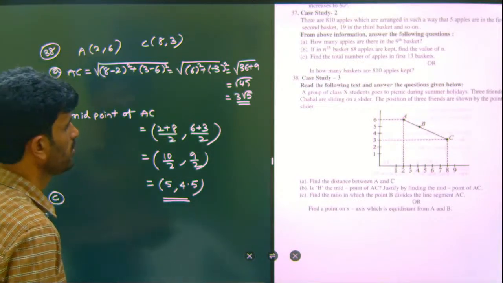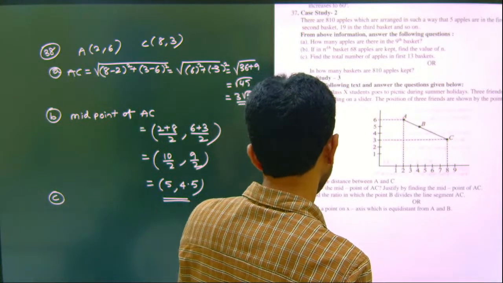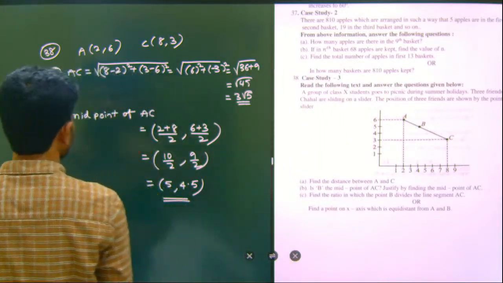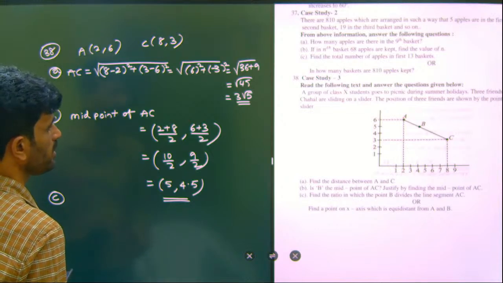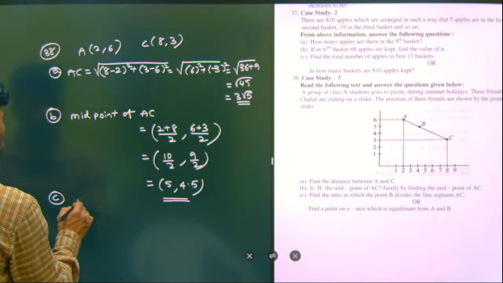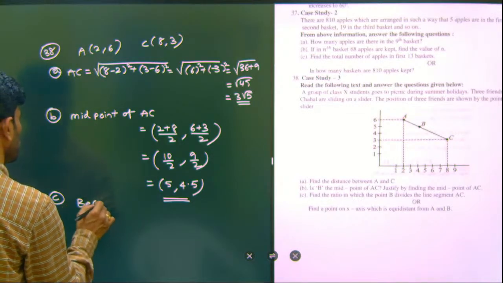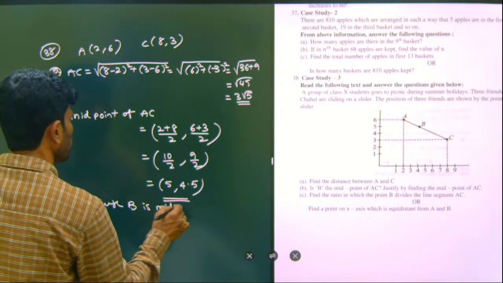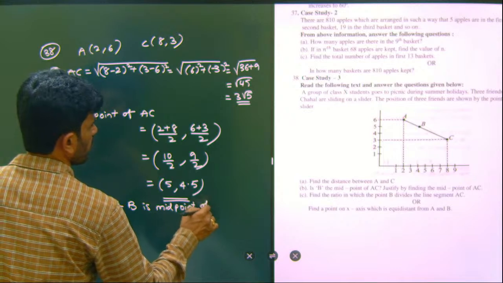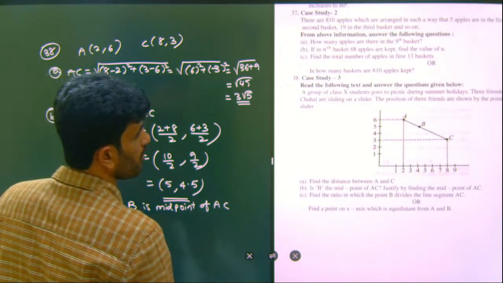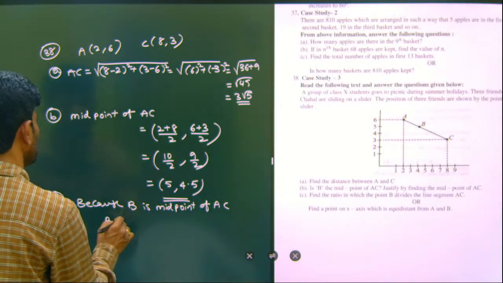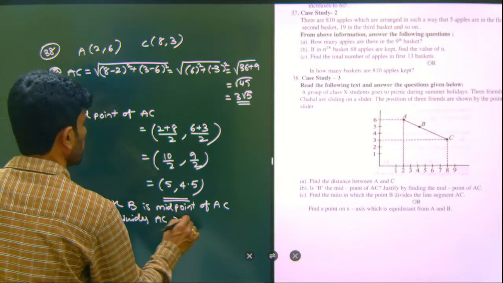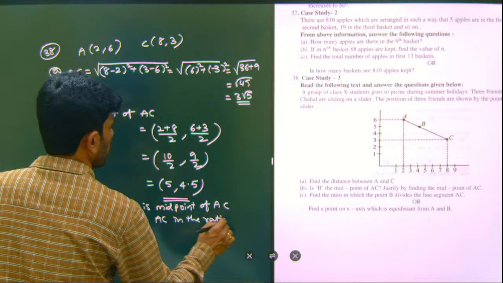Find the ratio in which the point B divides the line segment AC. Because B is the midpoint, we have taken B as midpoint. Definitely, because B is the midpoint of AC, B divides AC in the ratio 1:1.